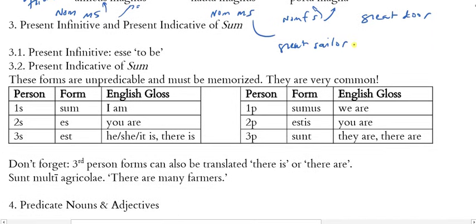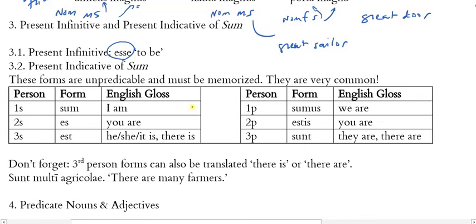Here we start talking about verbs. We learned the present infinitive and the present indicative of the word sum. Sum means I am, and the present infinitive of the forms of be is esse. Okay, so you just need to learn that. Esse means to be. That infinitival form is different from the way the infinitives we learned in chapter 1 looked, right? Laudare, to love, monere, to advise or warn. Okay, this is esse. So that's to be.